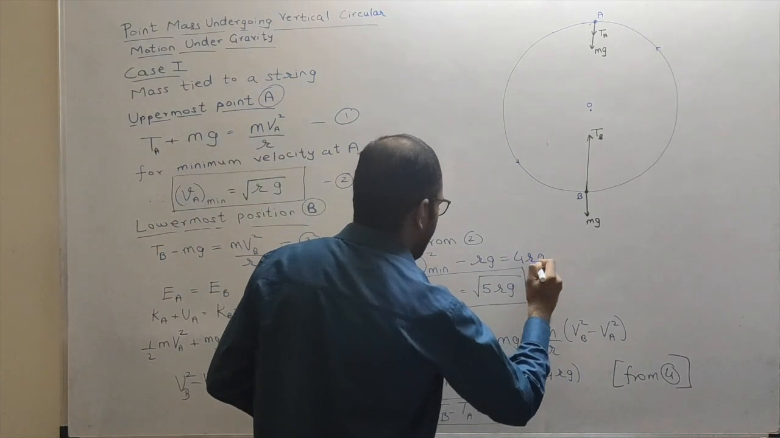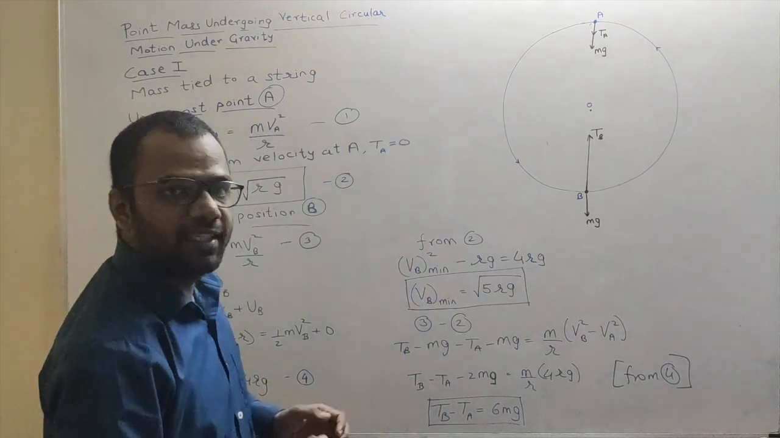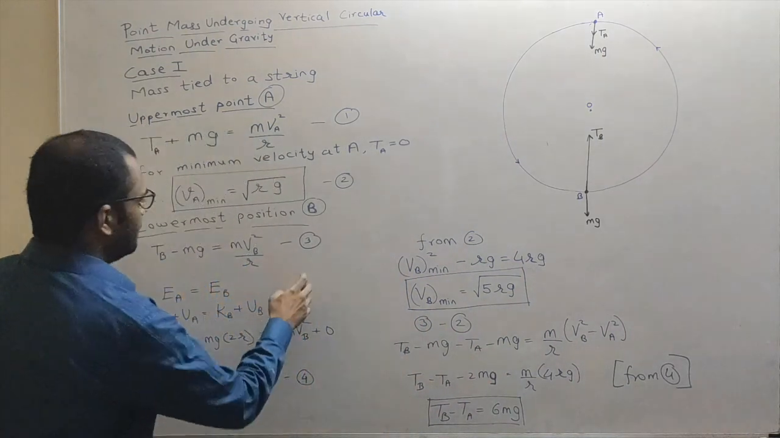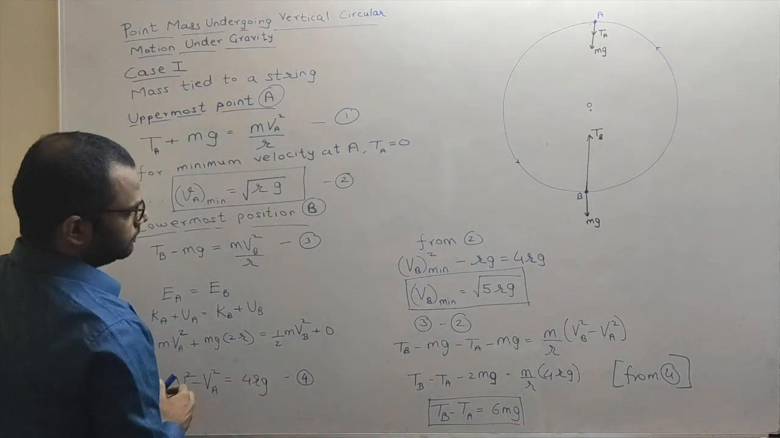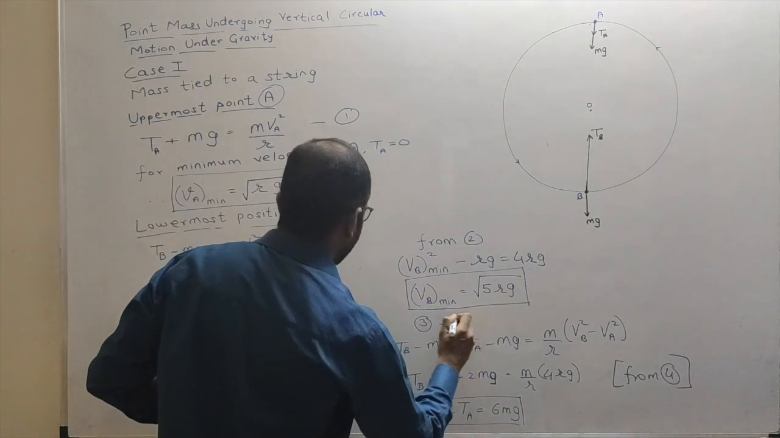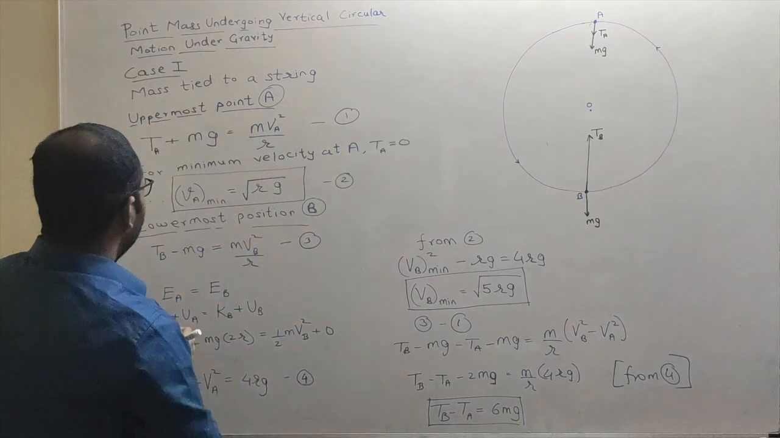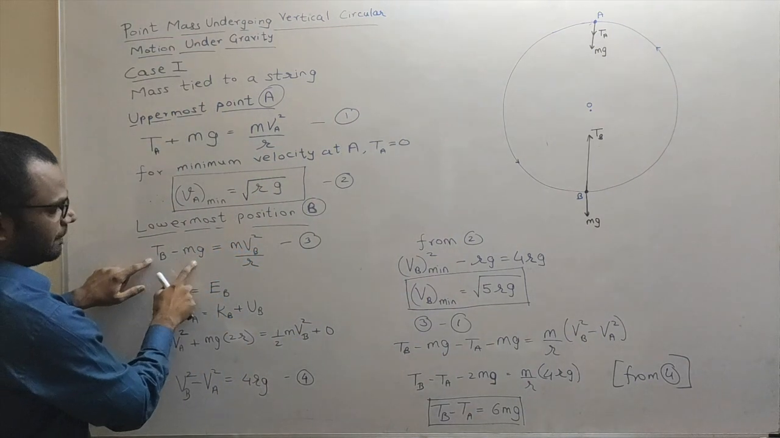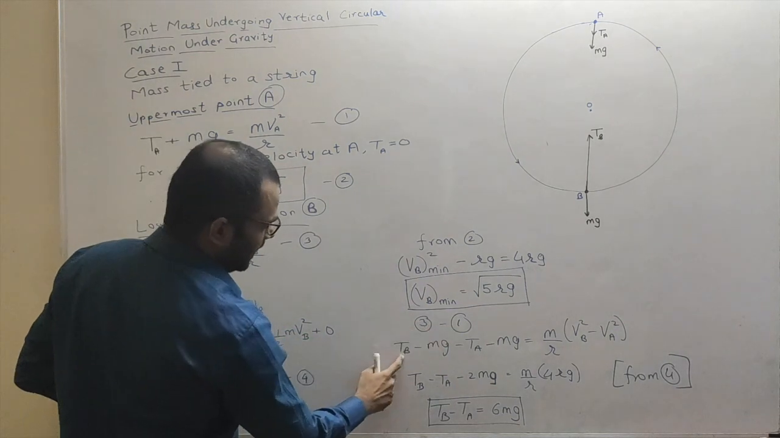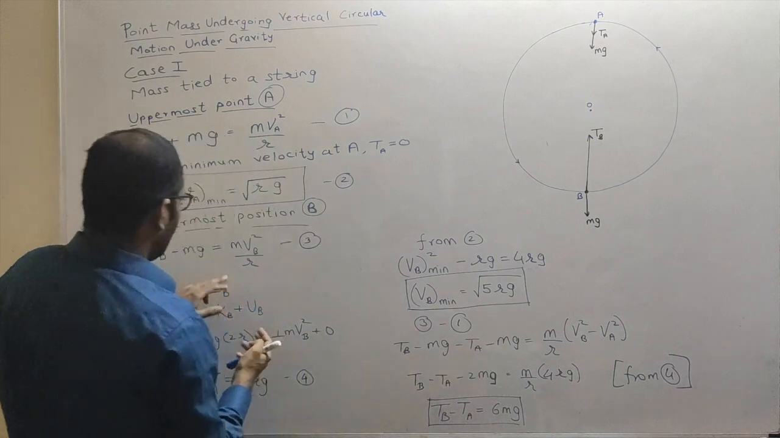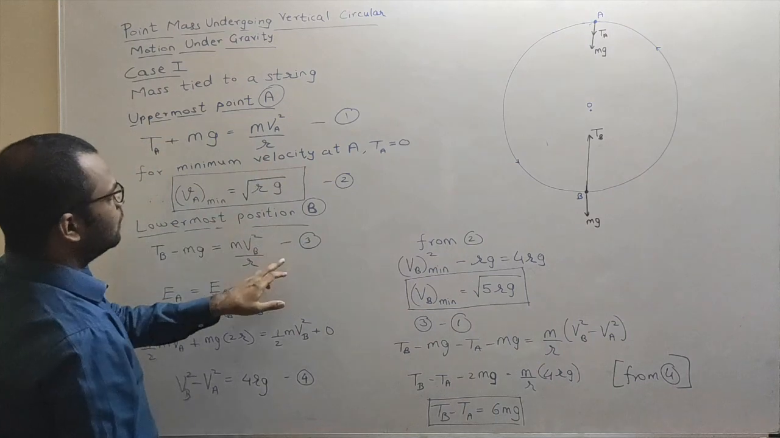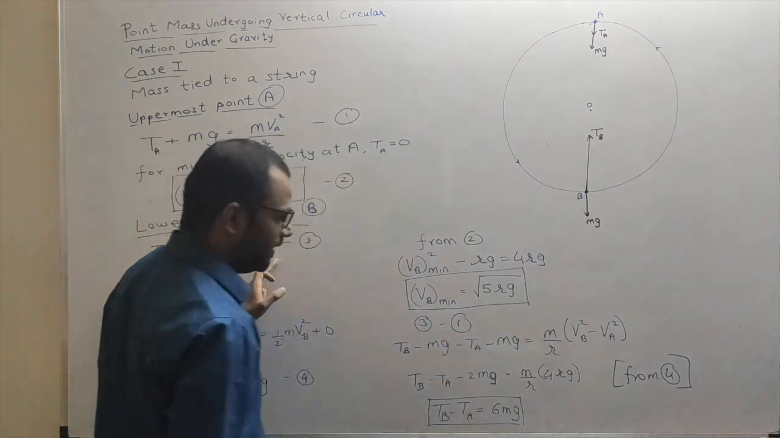Is it clear? Okay. Now we want the difference in the tensions between point B and point A. So I will perform the operation 3 minus 2. Sorry, this should be 3 minus 1. Okay, I will do the operation 3 minus 1. So I will get TB minus mg minus TA minus mg, on the right hand side, m upon r constant. So m upon r, Vb square minus Va square.